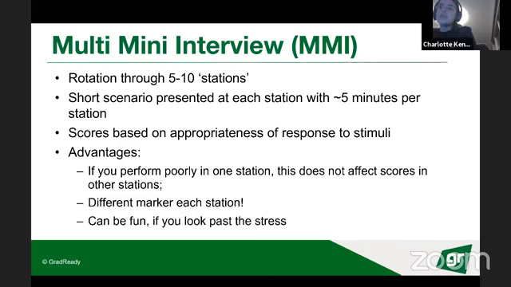And you're scored based on the appropriateness of your response to whatever stimuli they've given you. So this may not necessarily be just an ethical scenario. They could ask you, why do you want to be a doctor? Tell me about a time you failed.